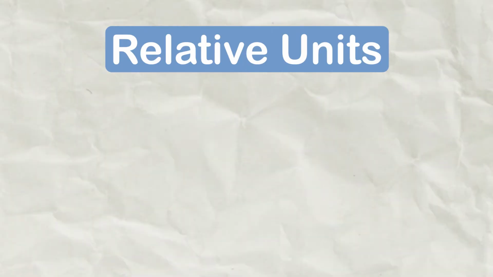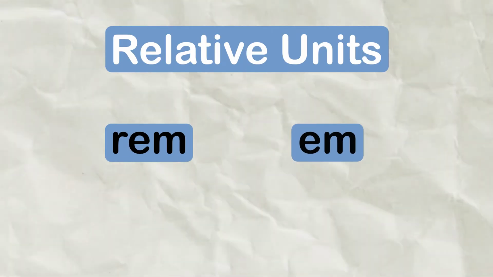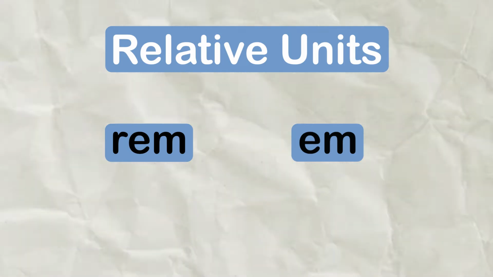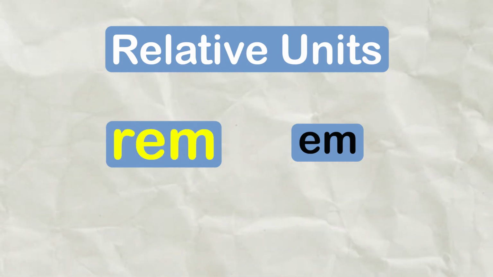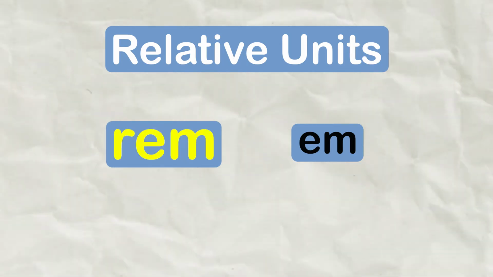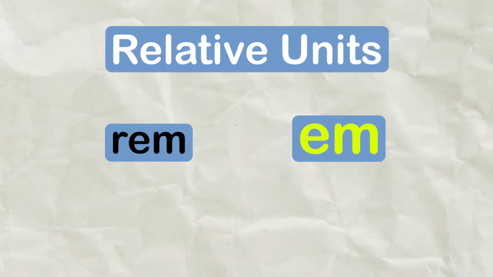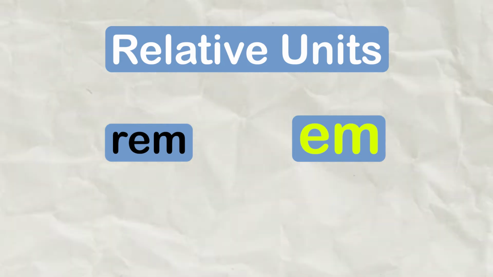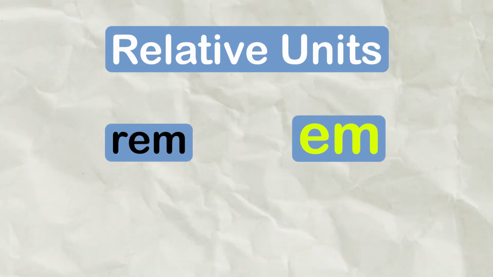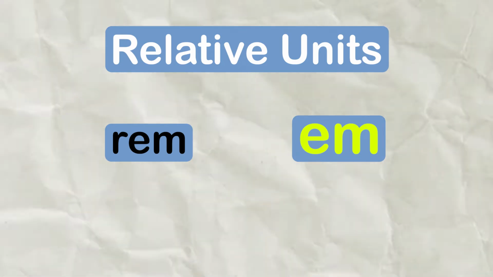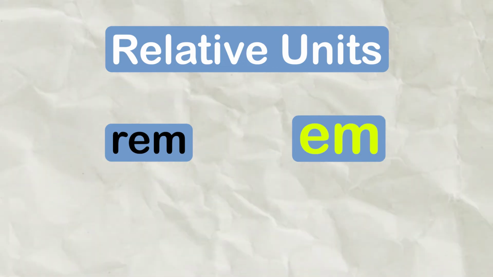Now let's talk about relative units. We have rem and em. These units bring a sense of flexibility to our designs. Rem stands for root em and it's relative to the font size of the root element. Meanwhile, em is relative to its parent's font size. It's like passing down size traits through the family tree. So let's see a practical demo of this.